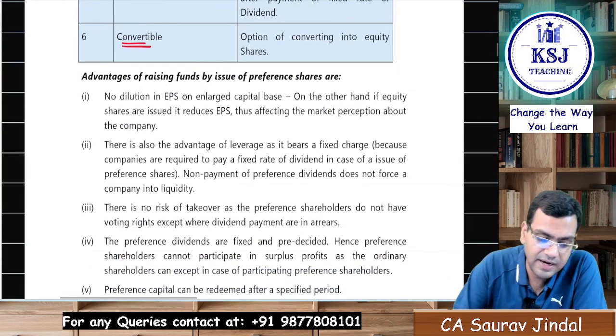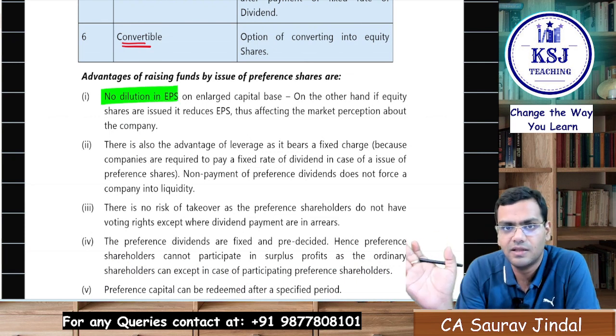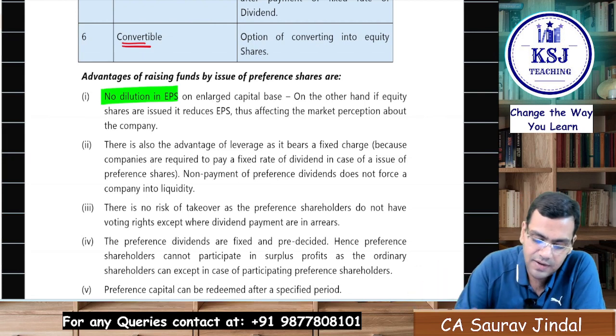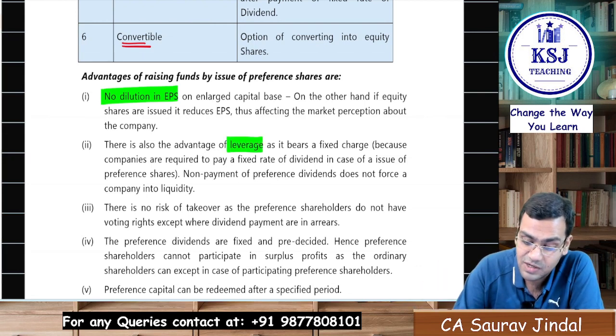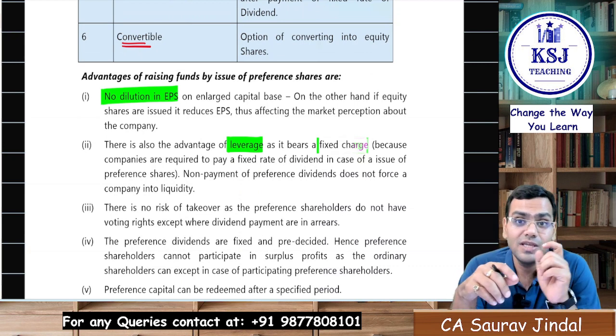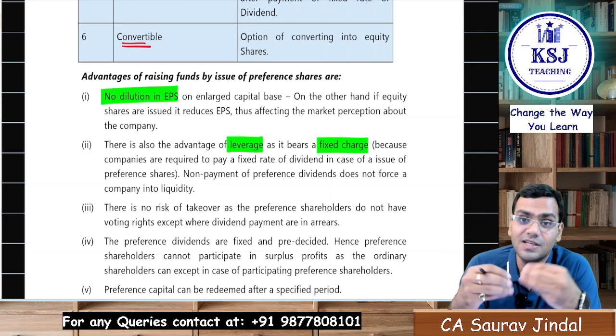Okay, what are the advantages? Advantages, no dilution in the EPS because they will be getting their own fixed rate of dividend. There is no impact on the EPS, right? Advantage of leverage because it bears a fixed charge. We have studied in the chapter of leverages that how using a fixed cost we can increase our profit. So preference dividend is also a fixed charge, sir.